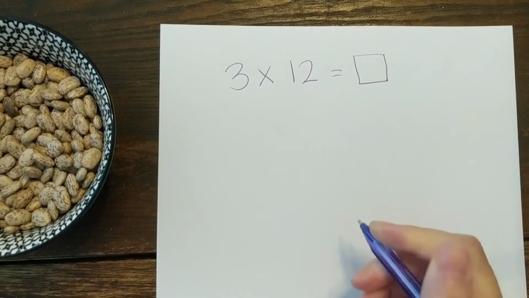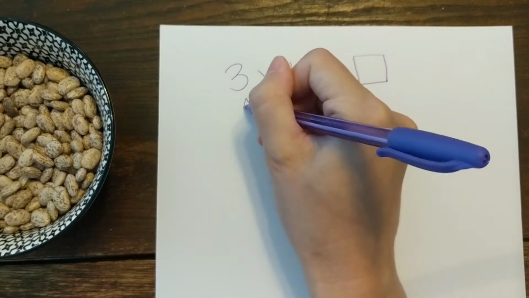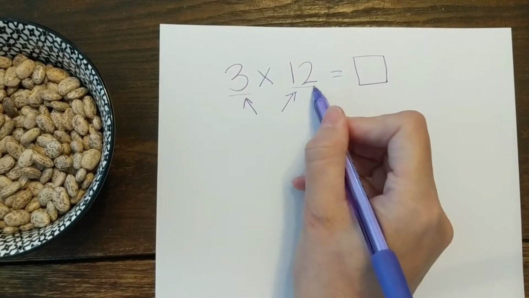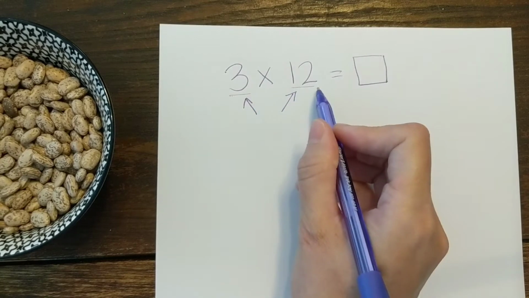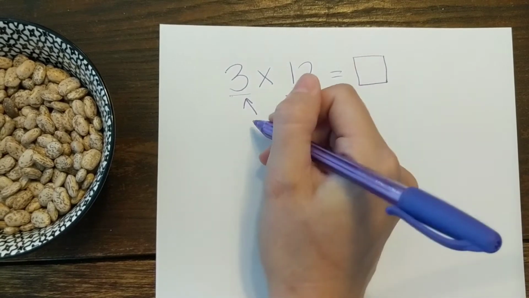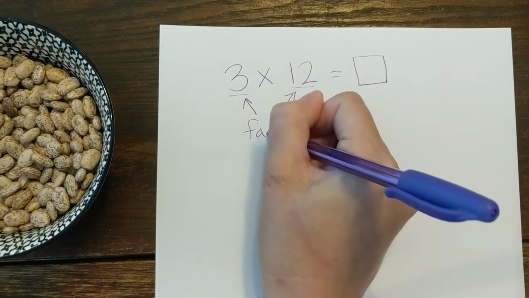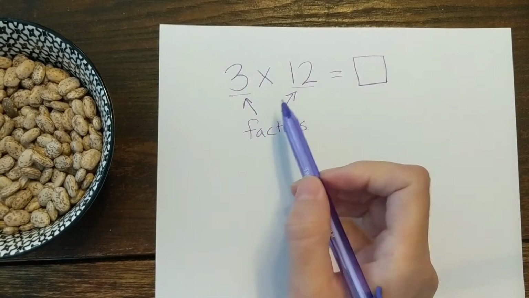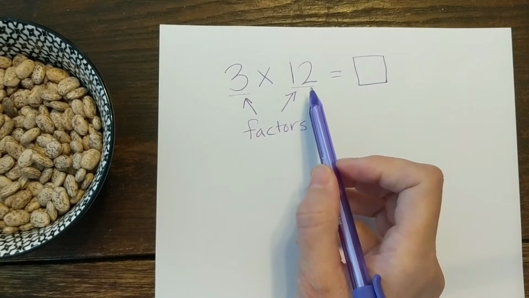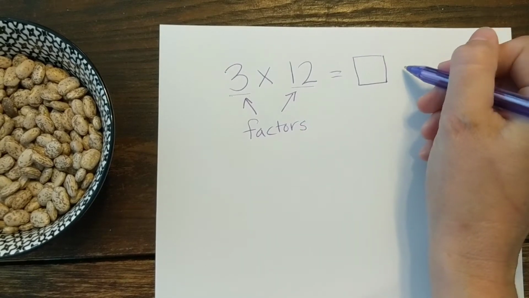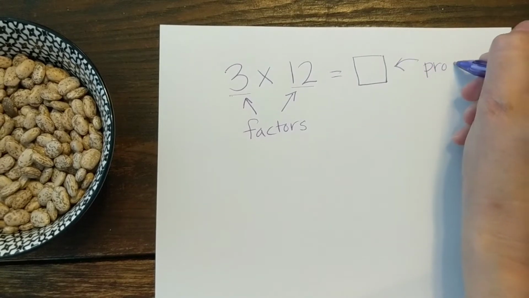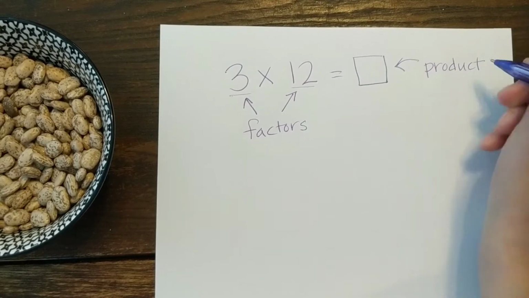And just for review, the first thing you need to do to understand multiplication is vocabulary. These first two numbers are called factors. They are the numbers that we multiply by. The answer to our multiplication problem is called the product.